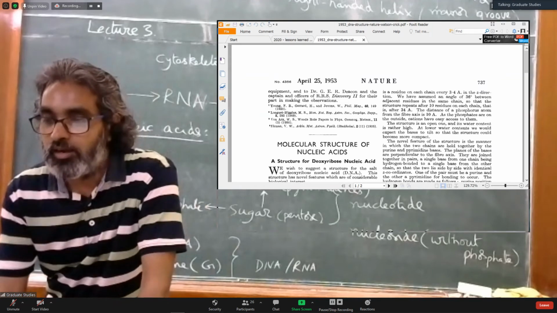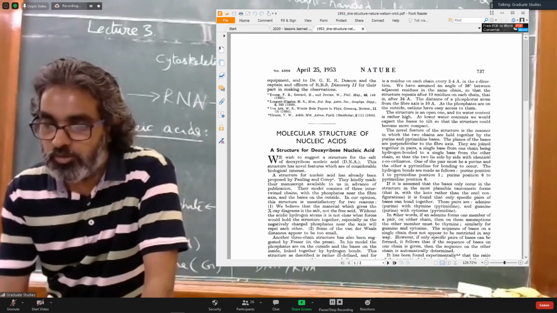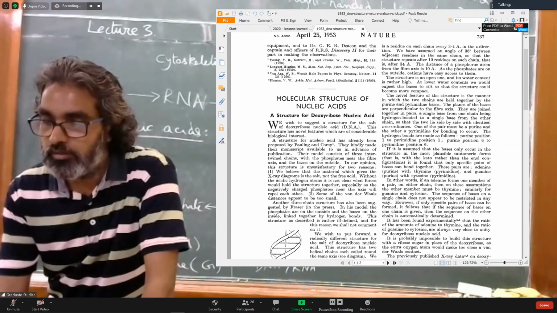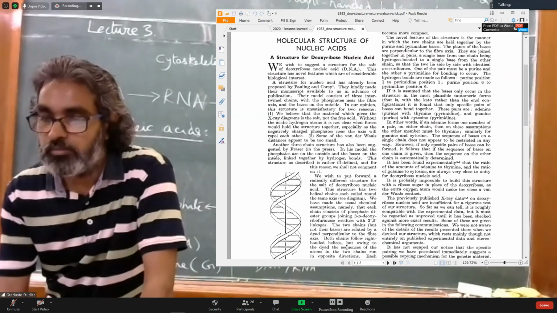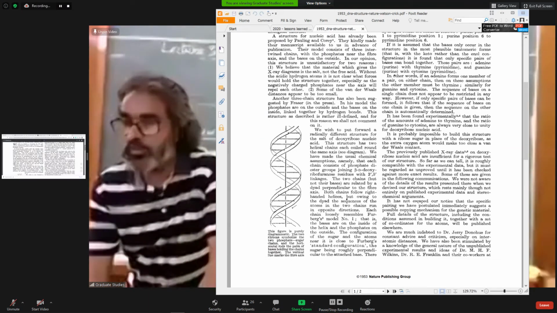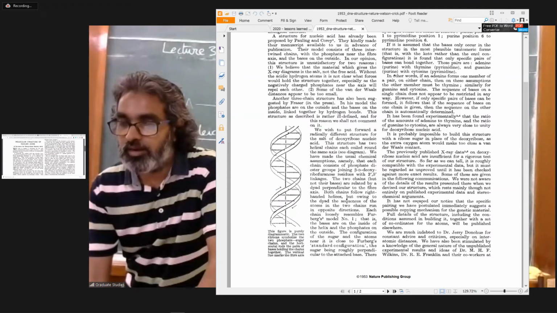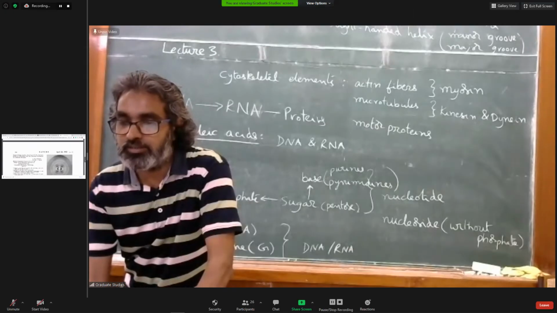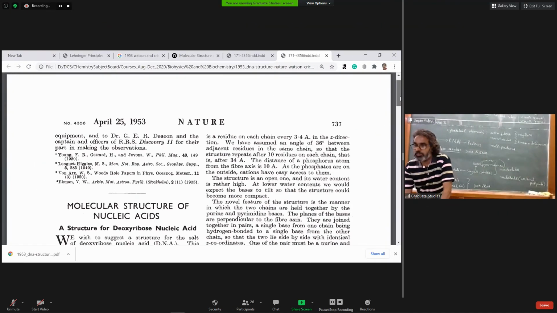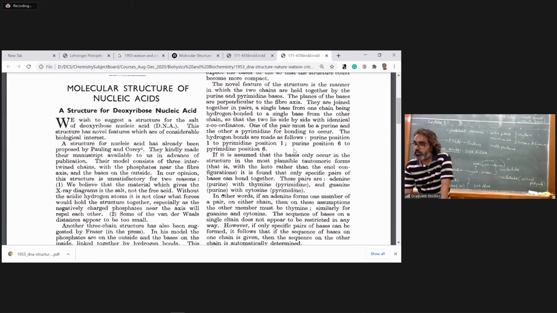And of course, they say that a structure. Sorry, I'm not sharing. Okay, now you should be able to see. So this is basically the first page, and the second page is hardly just 1 or 2 lines. Okay, everyone sees my slide, right? Yes, sir. Okay, good.